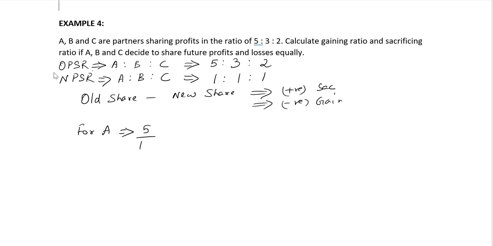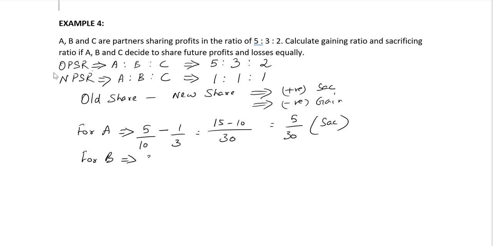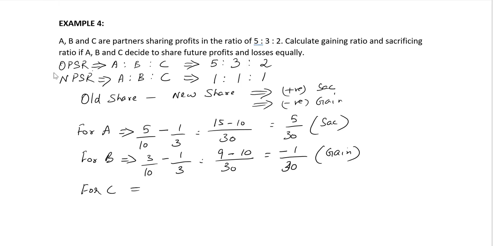So let's begin with partner A. Old share is 5 divided by 10 minus the new share is 1 divided by 3. On taking the LCM of 30, we get a positive 5 divided by 30, and therefore A has sacrificed. For B, old share 3 divided by 10 minus 1 divided by 3, which is 9 minus 10. B, there's a negative figure of 1 divided by 30, so B has gained. For C, old share 2 divided by 10 minus the new share 1 divided by 3, LCM 30, 6 minus 10, which is equal to minus 4 divided by 30, and we find that C also has gained.